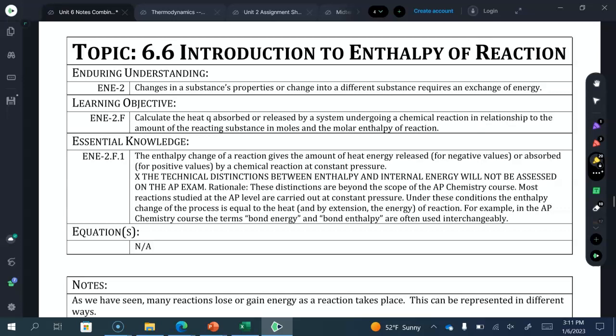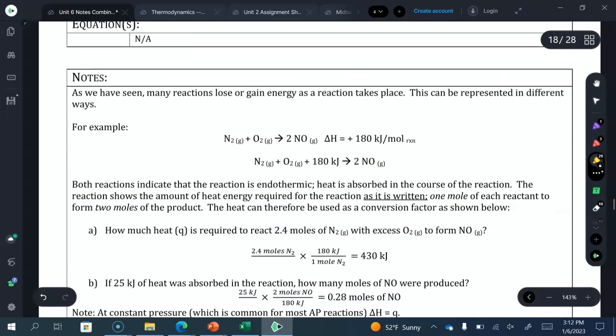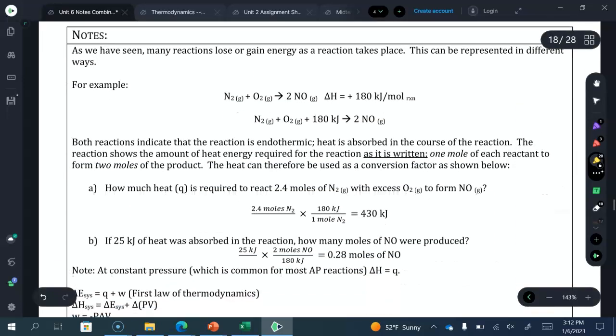So, heads up, this is thermodynamics and stoichiometry together. But as long as we are able to read the units of the values given to us, we can use them the same way we have used previous stoichiometric quantities. Okay, so let's look at how we can do that.